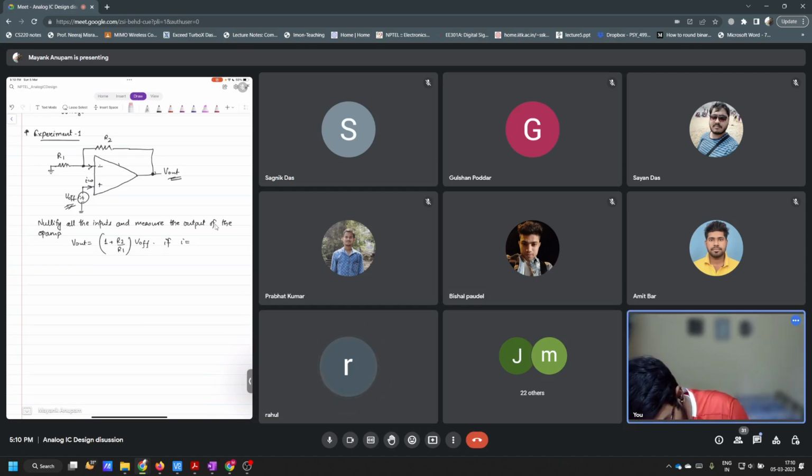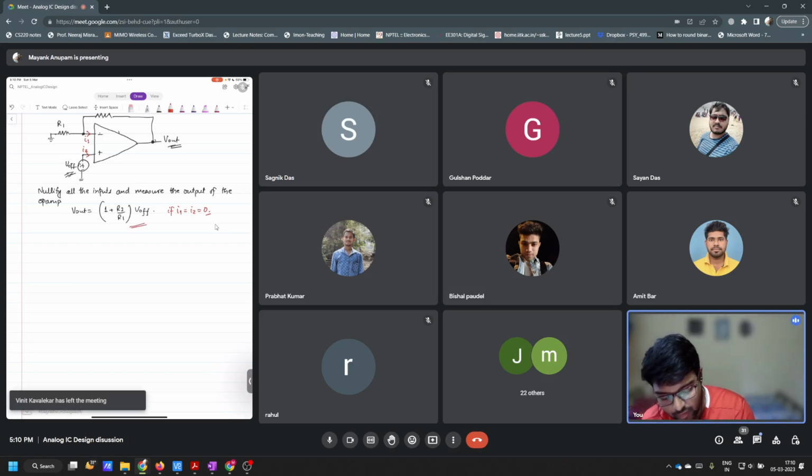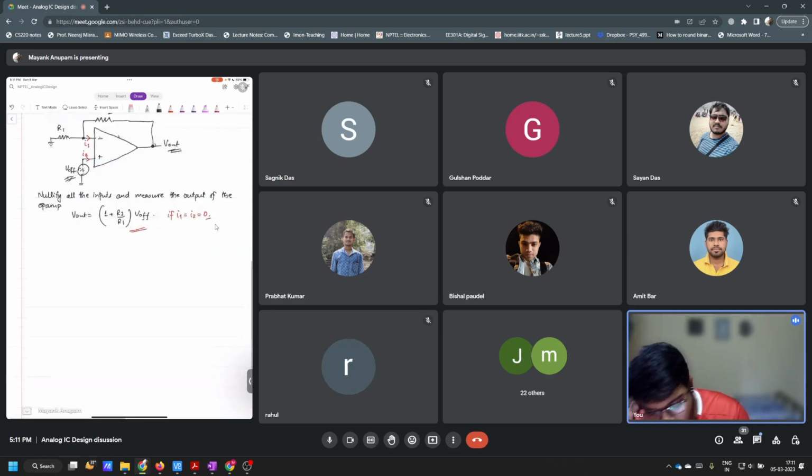Let's write it more clearly. This is I1, and this is I2. Let's write it in a different color so that it is more visible. If I1 is equal to I2 equal to 0, then you can directly calculate V offset from here, right? But that is not the situation anymore, isn't it? You have some I1, you have some I2.